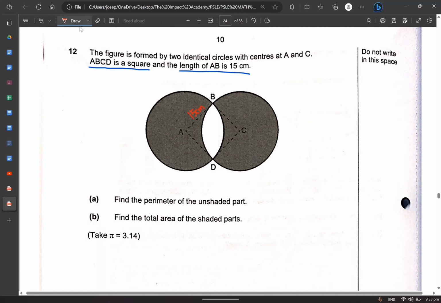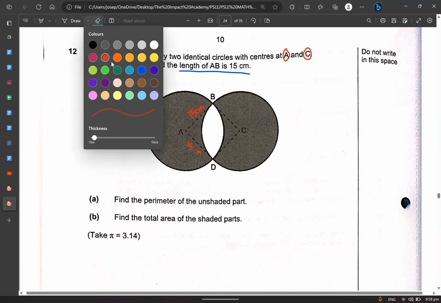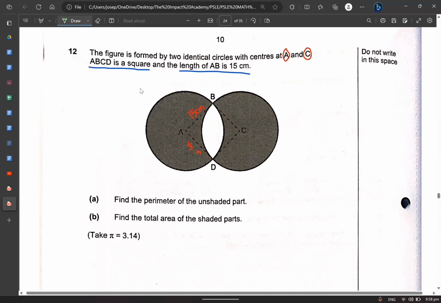And when you see that anything comes from the center, over here it says center A and C, that is extremely important. It means that these lines and these lines are all of the same measurement. Okay, so any line that comes from the middle point will have the same radius. Now, once this is done, to answer A, the question wants us to find the perimeter of the unshaded part. So which is the perimeter of the unshaded part? Let me just highlight it for you to see. All right, and you will see that this is the perimeter of the unshaded part.